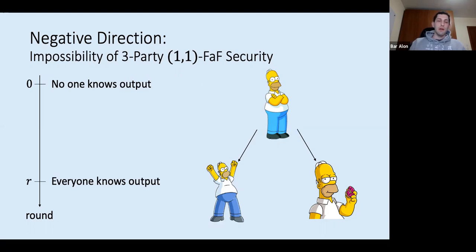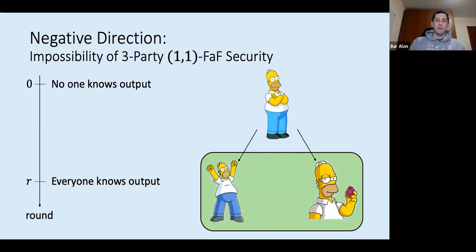And if the protocol has R rounds, then after R rounds, everyone knows everything. So they started with no one knowing anything to everyone knowing everything in just R rounds. So now let's take a look at a single round. What happens in that round?